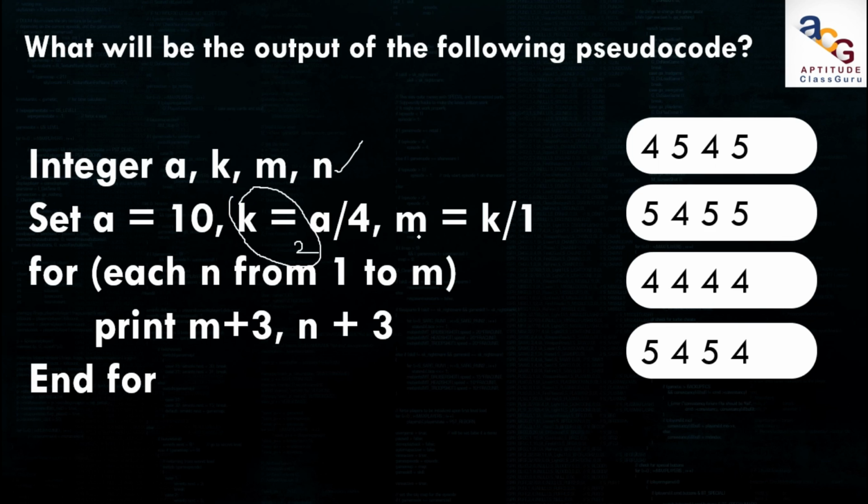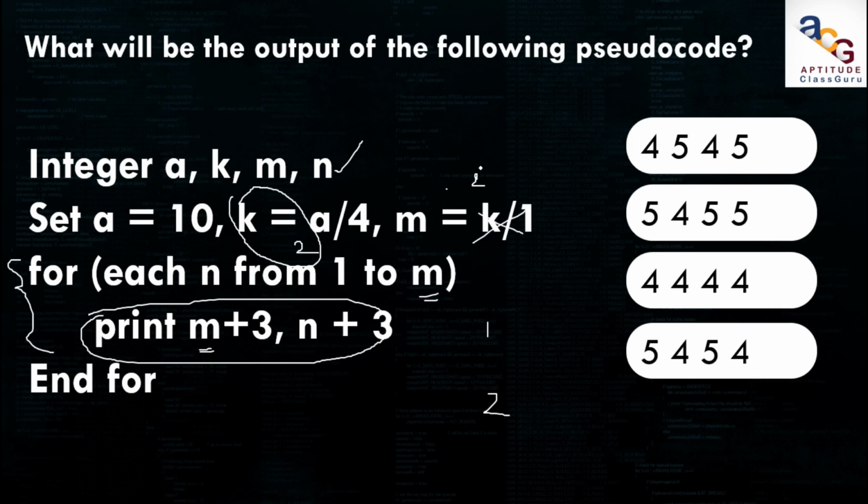What about the m value? m equal to 2 by 1, such that the m value is also 2. Why? Because 2 by 1 doesn't matter. m is also 2. For each n equal to 1 to m, what is the value of m? It's 2, right? So this loop runs for 2 times. For n equal to 1, it runs. For n equal to 2, it runs. And for these 2 times, it is printing m plus 3 and n plus 3. What is the value of m? It is 2. And it is printing with the addition of 3, such that in the first iteration, the output will be 5.